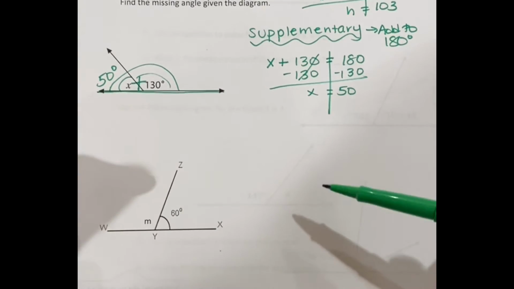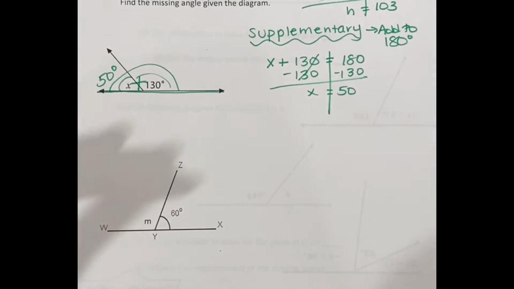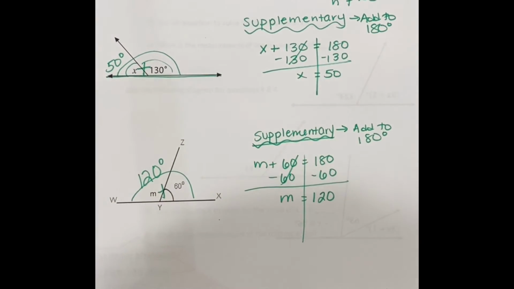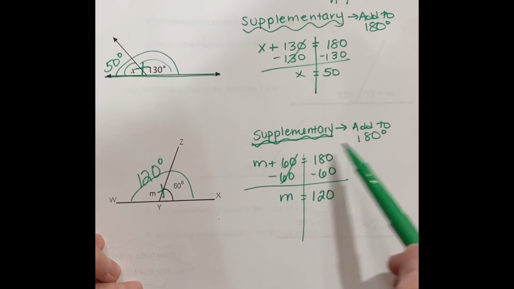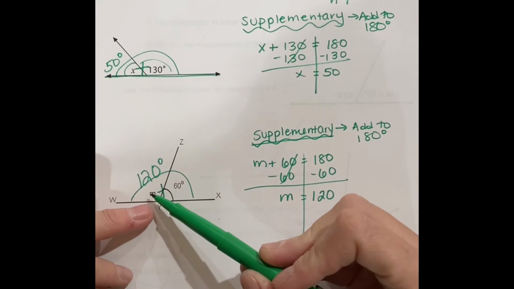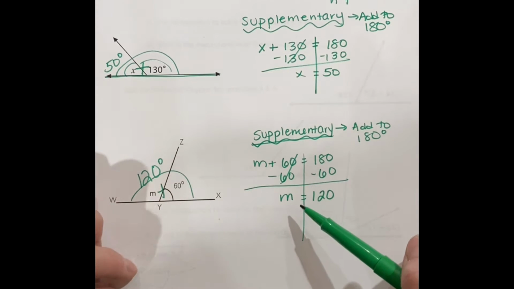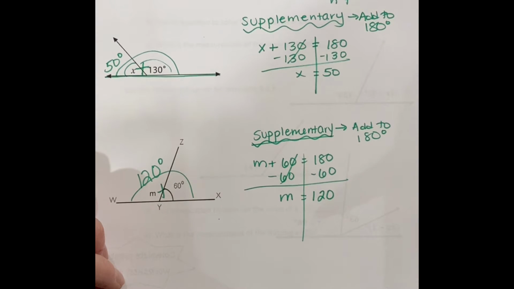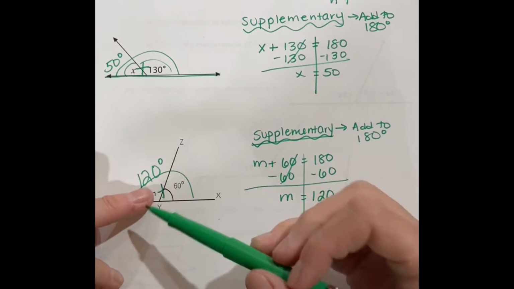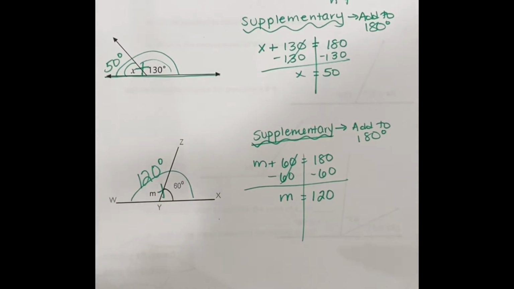So now I'd like you to try to create an equation and solve for this second example. If we take a look here, we notice that these angles form a line, so they're supplementary. So that means I need to add m plus 60 to equal 180. So I set up that equation and I subtract 60 on both sides and I get m equals 120. So my angle here is 120 degrees.